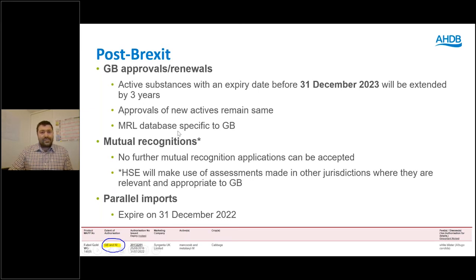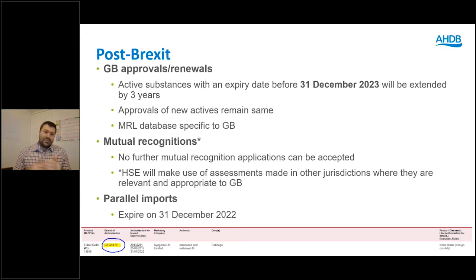But one thing that happened, obviously, CRD have told us active substances with an expiry date of 31st of December 2023 will be extended by a further 3 years. Approvals of any new active ingredients will remain the same. The process is effectively a copy and paste from Europe, and it continues exactly the same way. And in addition, although it's not so relevant to the cut flower segment, we are actually having our own GB-specific maximum residue level database. Some of you might know of mutual recognitions.